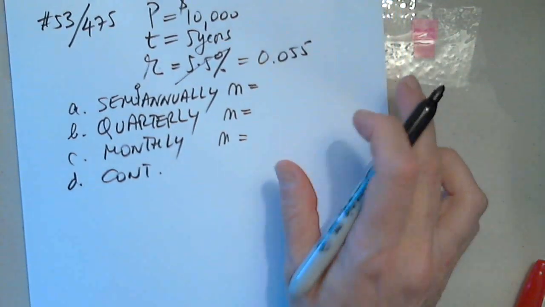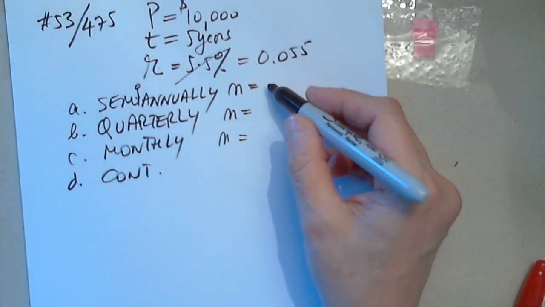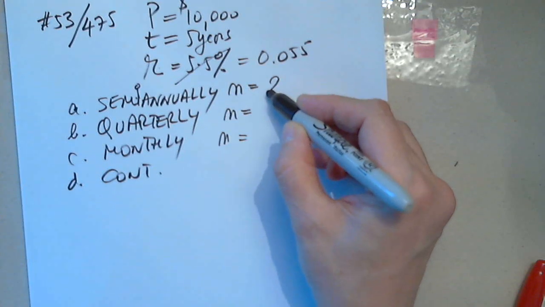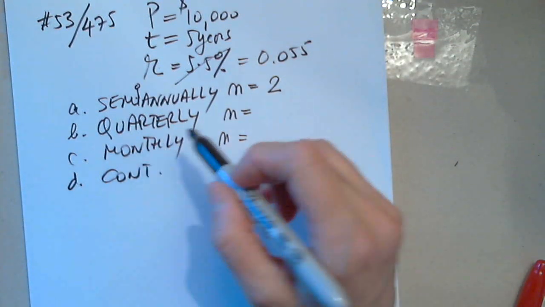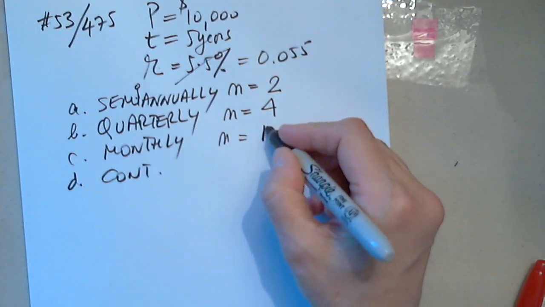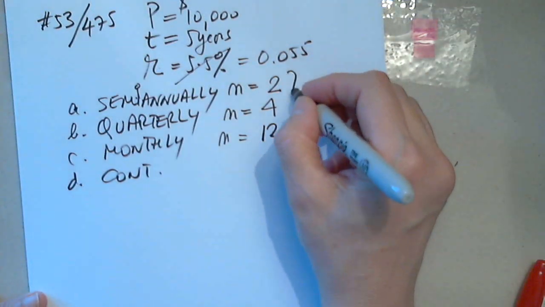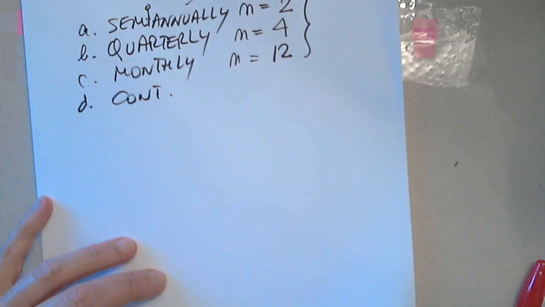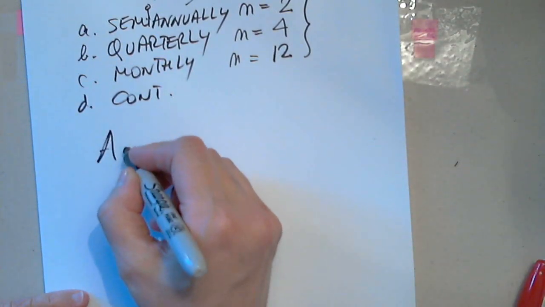So what does semi-annually mean? Right, so twice a year, very good. Quarterly, and monthly, 12. Because I have 3 different options here, I'm going to create a function.